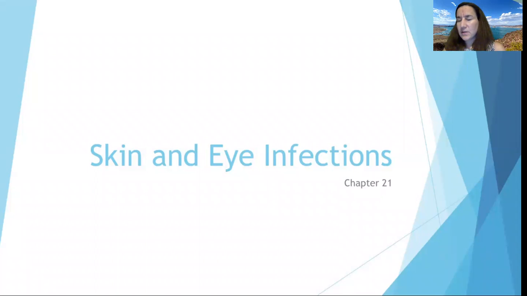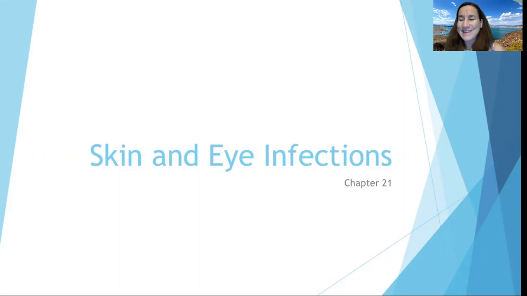Hey guys, so we are starting a new chapter. This is chapter 21, and it is going to be on systems. So we're starting systems from here on out, from chapter 21 all the way to the end for 26. So every chapter will be a different group of systems and the infections associated with that system.